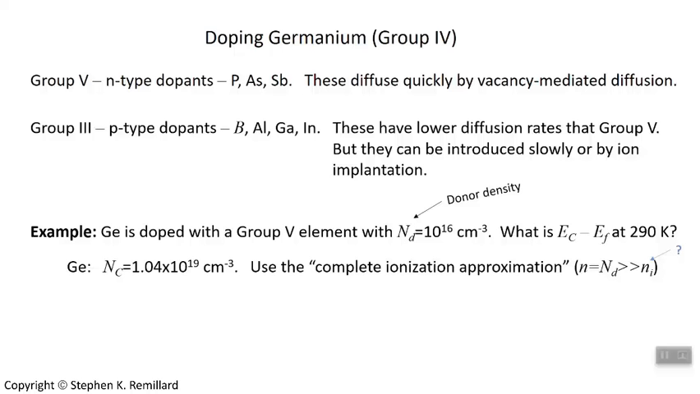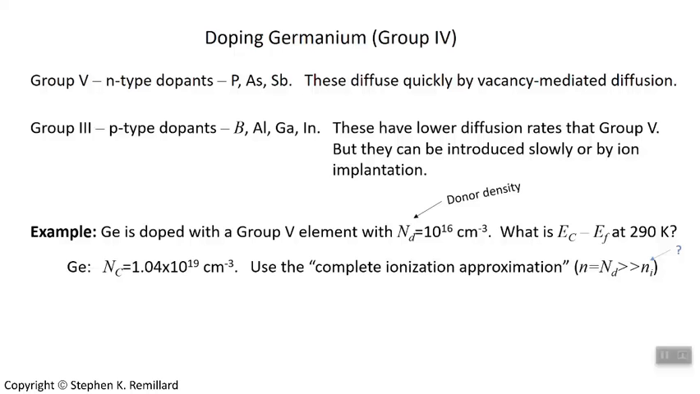I'm going to use the complete ionization approximation. At room temperature, it is fairly safe to assume that all of the dopant atoms have ionized. So if they're donating an electron to the conduction band, they've all done it. If they're accepting an electron from the valence band and creating a hole, they've all done it by room temperature. Doping puts the Fermi energy much closer to the band edge. And at room temperature, ionization is a sure bet if you have high enough doping density. So we're going with the complete ionization approximation.